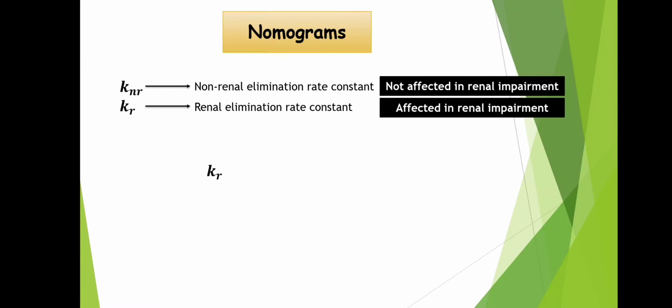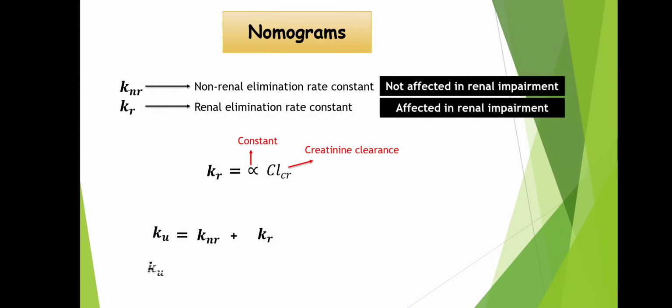Kr, that is the renal elimination rate constant in a uremic patient, is directly proportional to the product of a constant, alpha, and creatinine clearance. Next, Ku, that is the elimination rate constant in a uremic patient, is the sum of the non-renal elimination rate constant and the renal elimination rate constant.